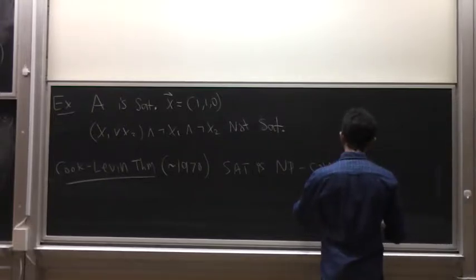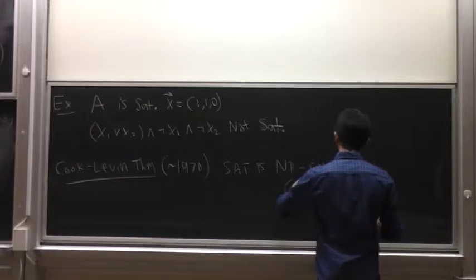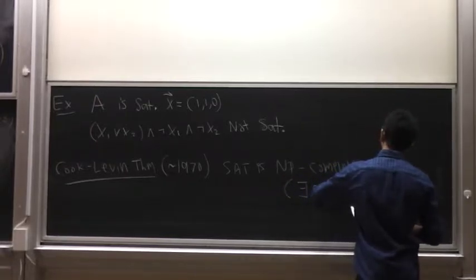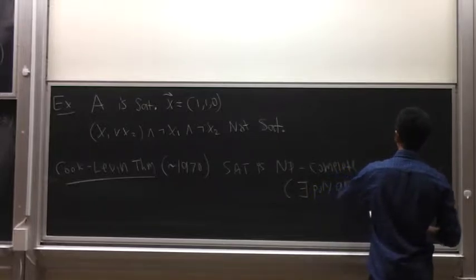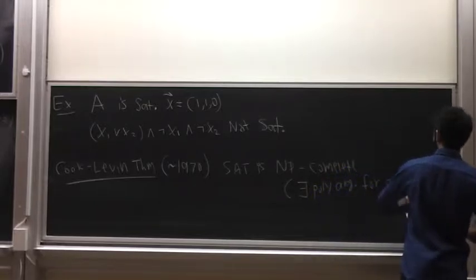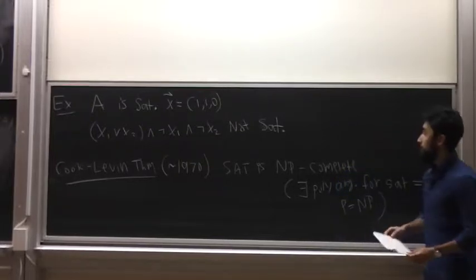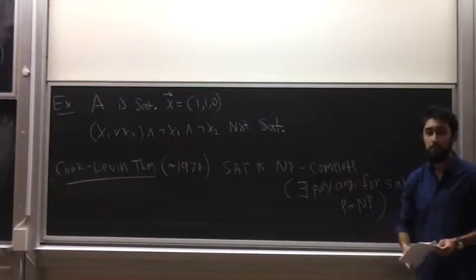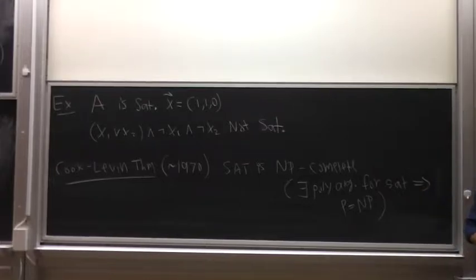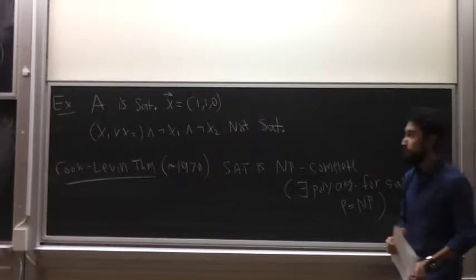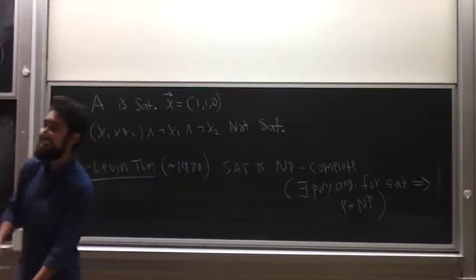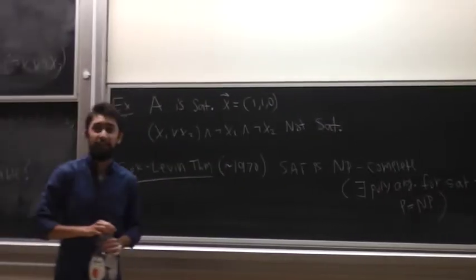So that's saying that if there exists a polytime algorithm for SAT, then we know that P equals NP. If you could come up with any polynomial time algorithm for this, then you prove P equals NP. And that's what we're going to do in this talk. Okay. Any questions about that?